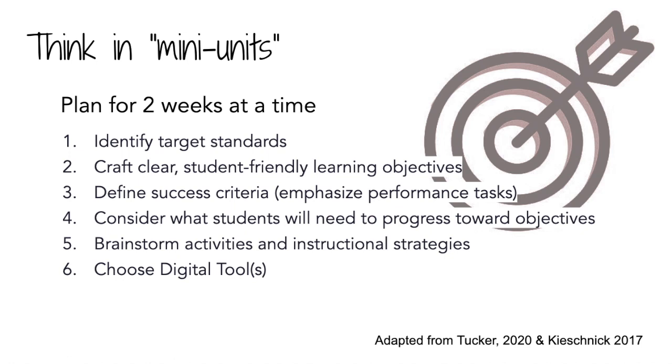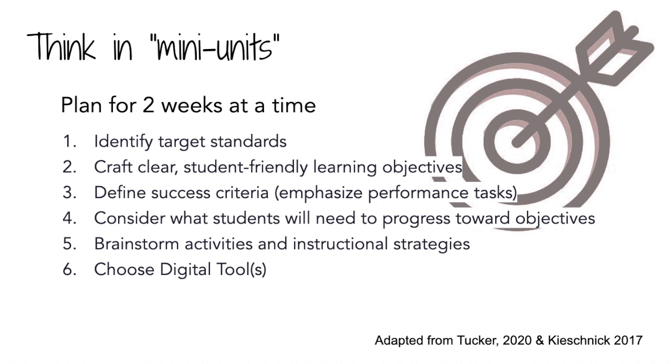So I'd suggest thinking in mini units. Our hybrid schedule right now seems to work in a 2-week cycle because that's the point at which your cohorts will align. So I would identify those target standards, think small, so do small steps, 1 or 2 standards for a mini unit, and then come up with some really clear student-friendly learning objectives, making sure that we really clearly share those with kids.